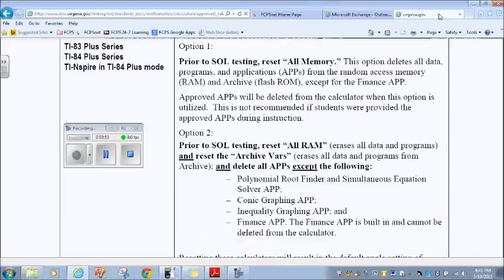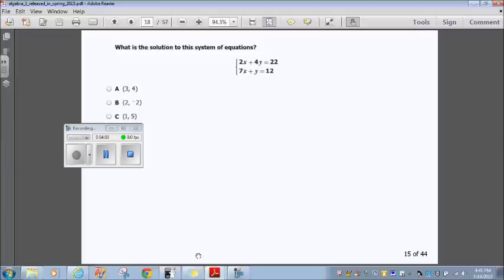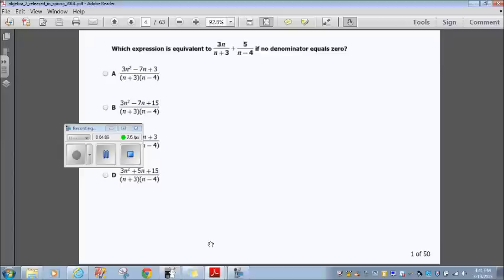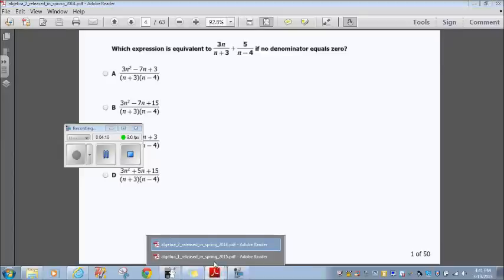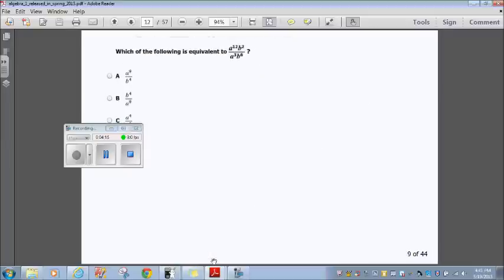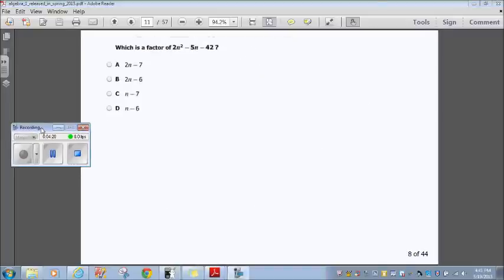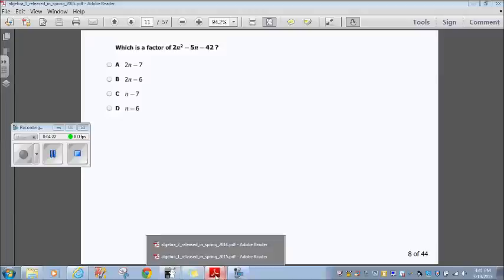Well, first, let me minimize this here. No, matter of fact, let me just pull up something here. I don't want that one just yet. Let me look at this one. Matter of fact, let me go back a few. Here, this is a good one. Okay, so I'm taking this from the 2014, I think, SOL released.